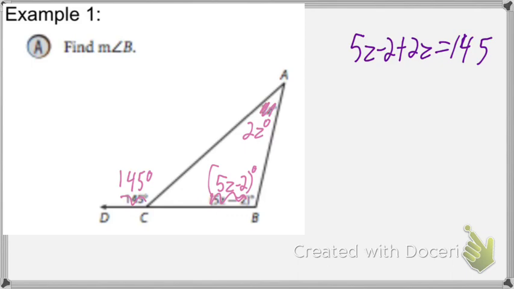Questions on the setup? Why did you cross it out in red again? Because it was blurry. Okay, so now we combine like terms. 5z plus 2z. Tristan, what is 5z plus 2z? Nailed it. 7z minus 2 equals 145. So we add 2. 7z equals 147.